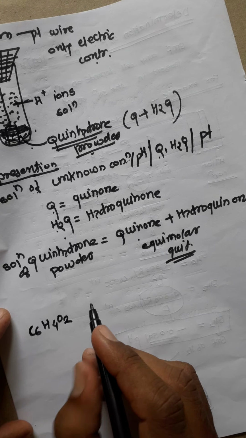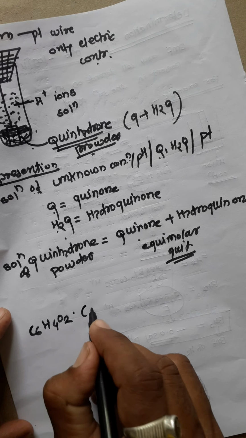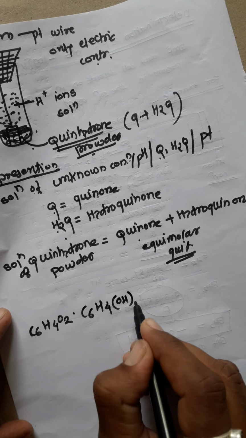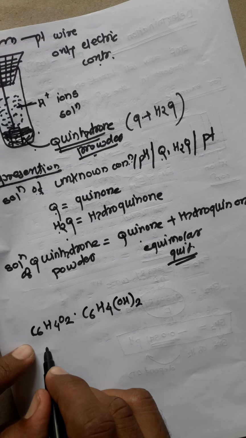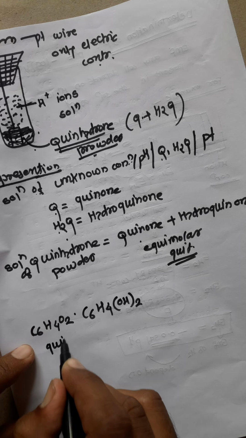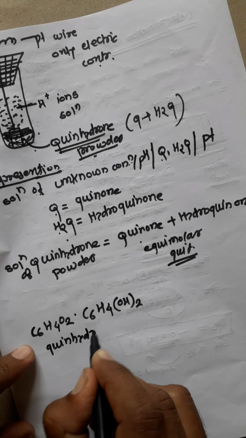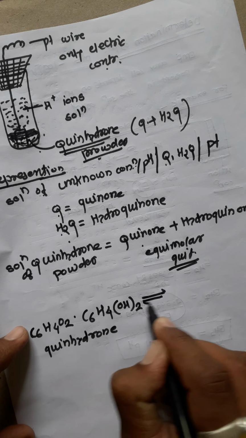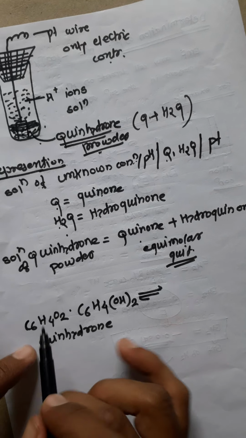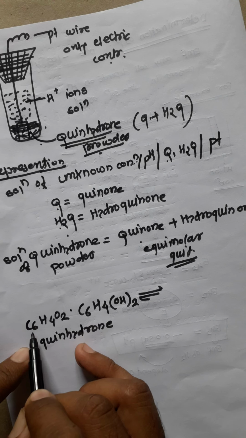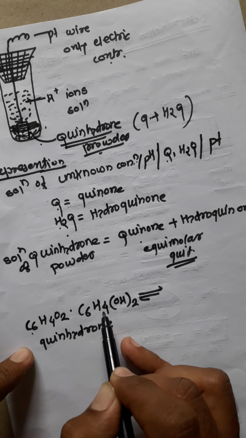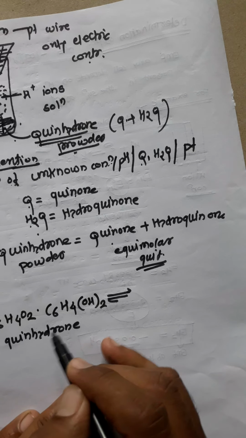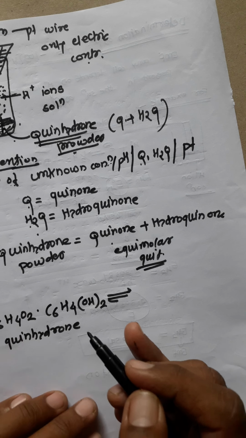C6H4O2, C6H4(OH)2. This is the molecular formula of quinhydrone. This quinhydrone powder breaks into quinone and hydroquinone.